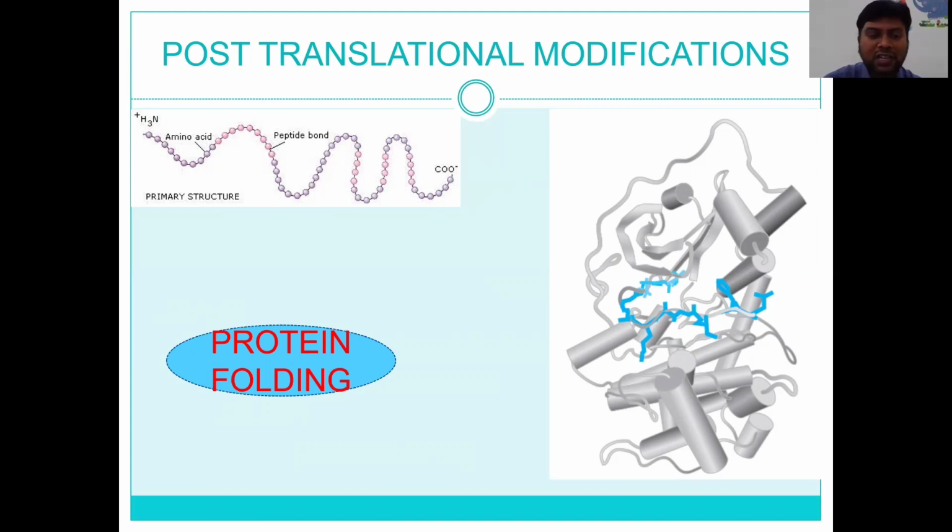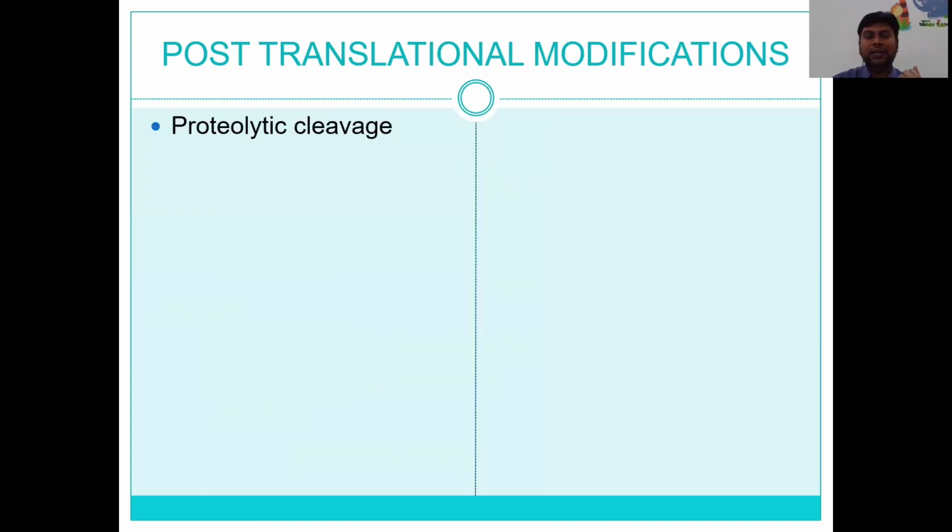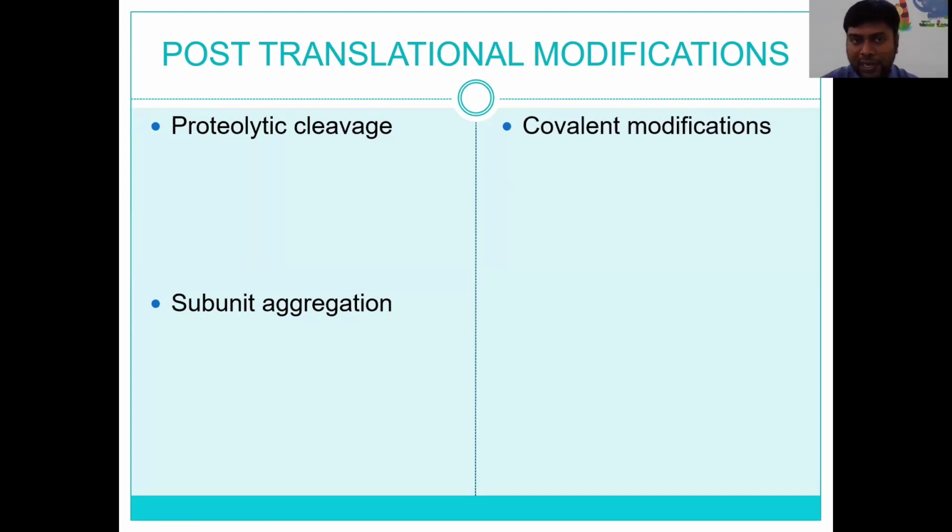Most of the time this protein folding will be automatic, and sometimes it may be assisted by a group of proteins called chaperones. That is the first post-translational modification. Other than protein folding, the other three major post-translational modifications are proteolytic cleavage, subunit aggregation, and finally covalent modification.